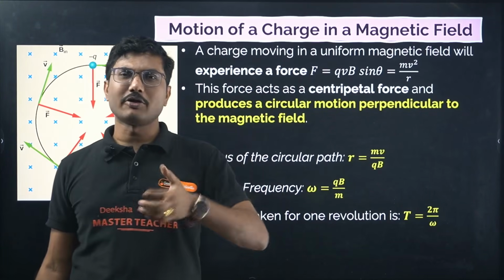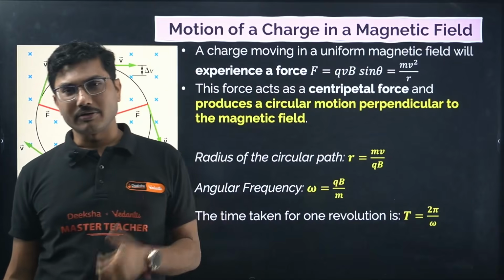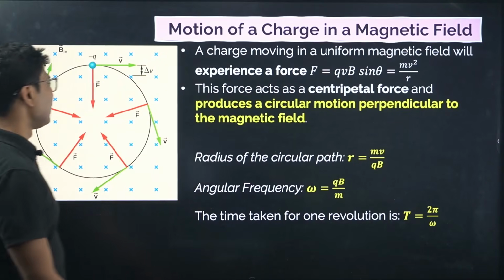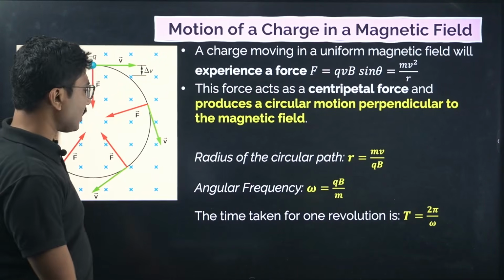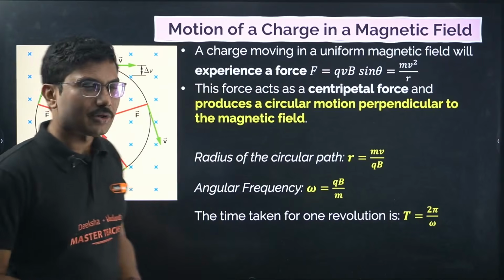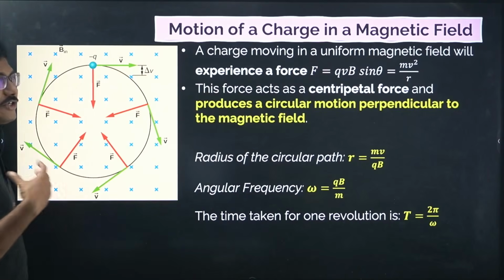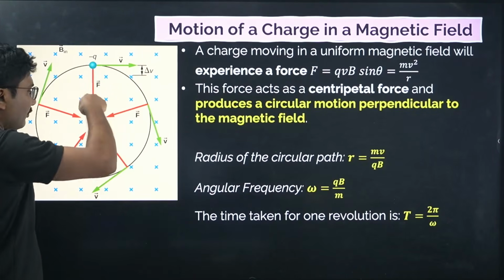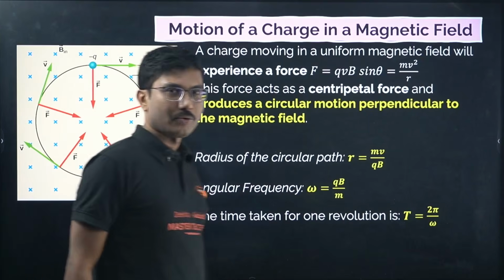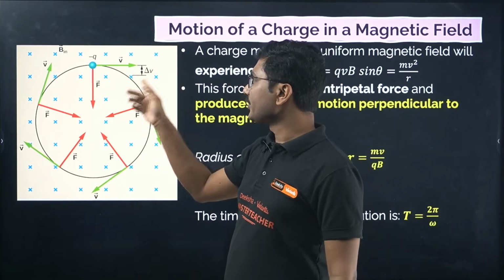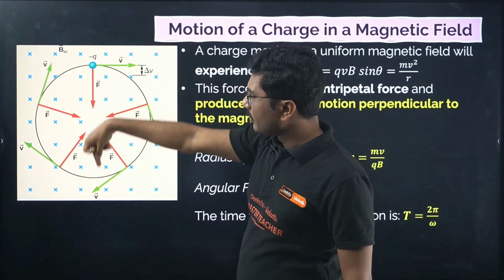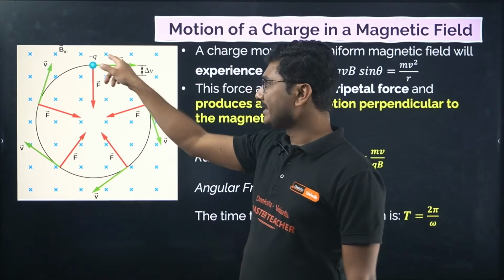Just the term cyclotron, and a device called cyclotron, is not part of the syllabus. Now this motion, why will it rotate in a circular motion? Because if you try to find the direction of the force, the direction of the force will be in this direction. So when the charge is moving in this direction, the force will be in this direction. So basically it's a negative charge.